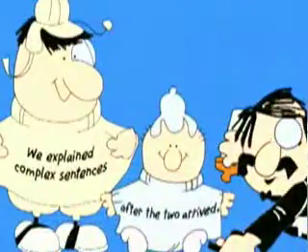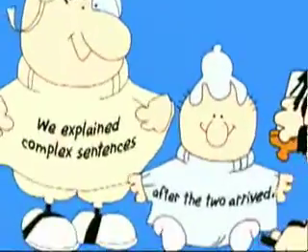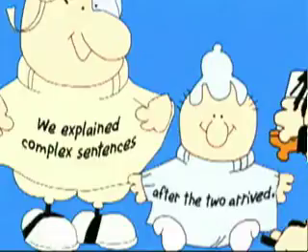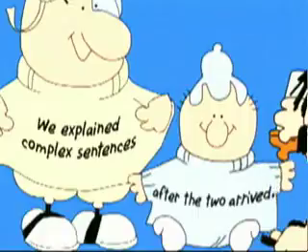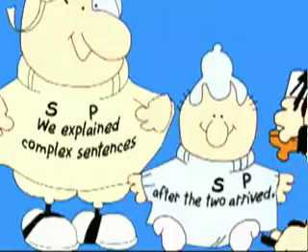This sentence exemplifies what I mean. The first clause is independent because its meaning is clear, even if the other clause were not included. However, the second clause, after the two arrived, cannot be understood completely without the first. So the second is a dependent clause. It depends on the first for its full meaning. Notice that both clauses have a subject and predicate.